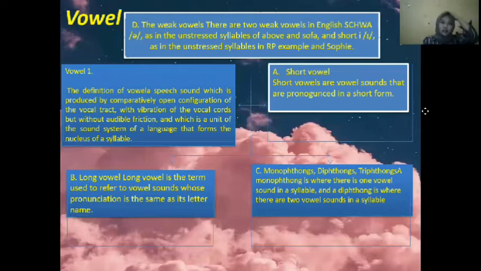Next, the second one, I will explain about long vowels. A long vowel is the term used to refer to vowel sounds whose pronunciation is the same as its letter name. And the long vowels are literally longer than the short vowels. You may be able to hear the difference in the length of the vowels in the two words green and green. If I'm asked to say the vowel that occurs in green, I'm likely to say it as E.